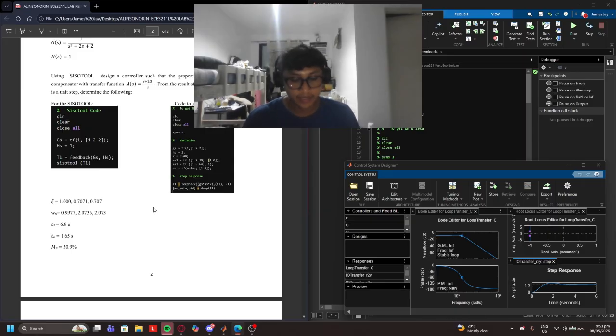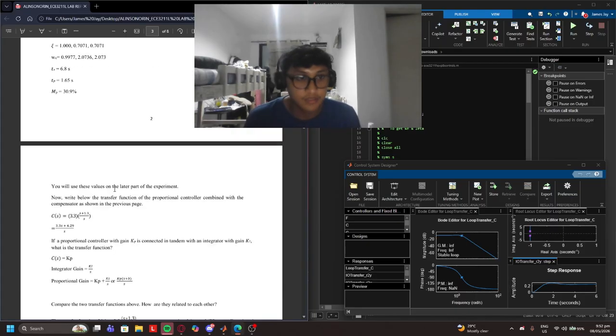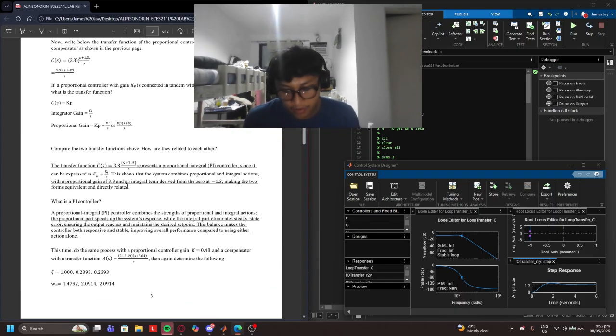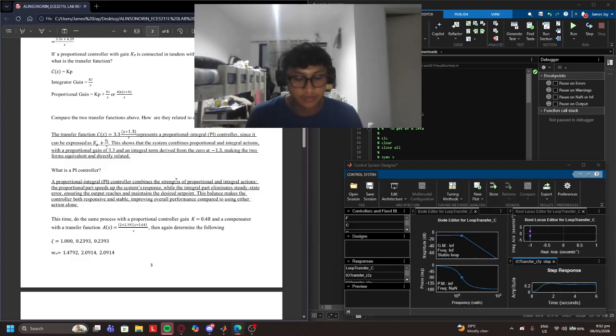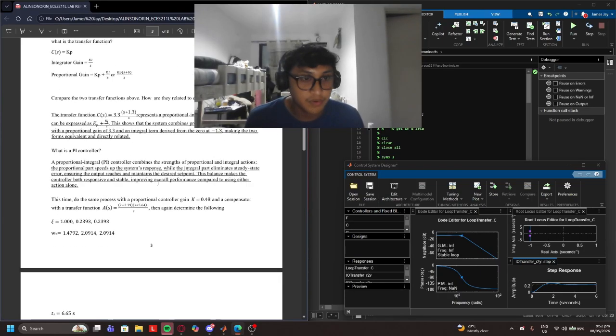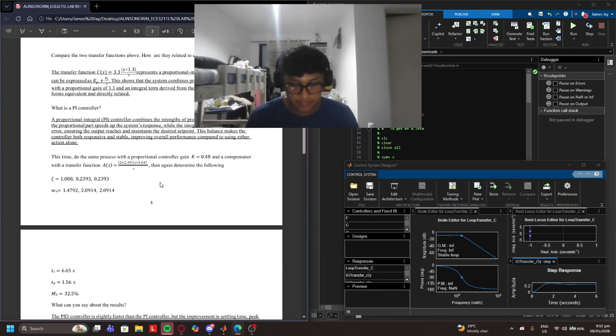For our PI controller, the system had a settling time of about 6.8 seconds, a peak time of 1.65 seconds, and an overshoot of 30.9%. Meanwhile, the PID controller showed a slightly faster response with a settling time of 6.65 seconds, a peak time of 1.56 seconds, and an overshoot of 32.5%.